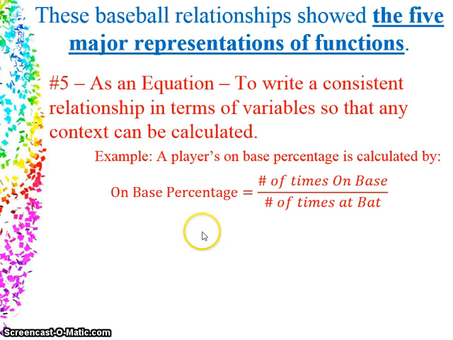And last, as an equation. An equation means to write a consistent relationship, well then you know it's a function, in terms of variables so that any context can be calculated. Now, I want to clarify, not all equations are functions, but when it has that consistent and predictable relationship, it will often be a function, and we'll learn to decide whether an equation is a function or not later. But here was the example I gave you with baseball. We could figure out anyone's on-base percentage using this idea.